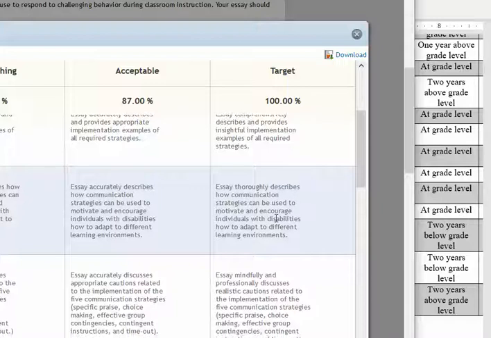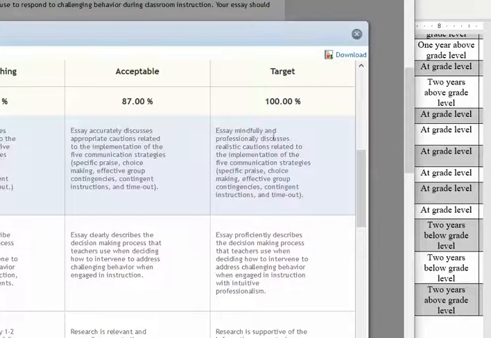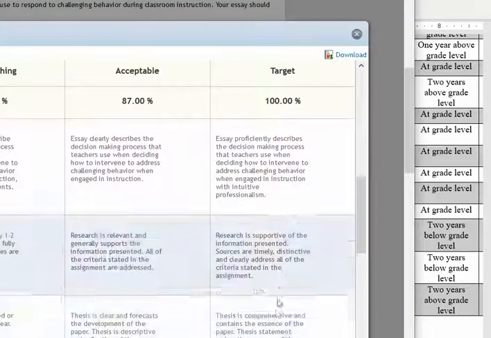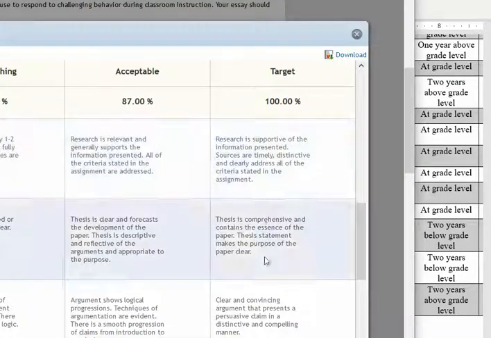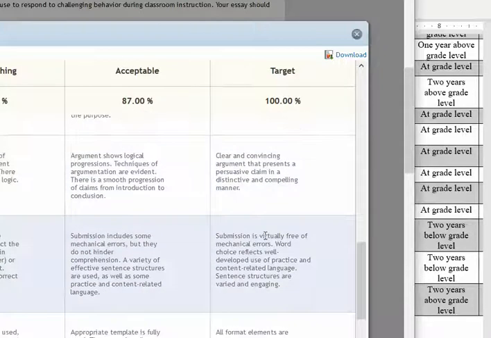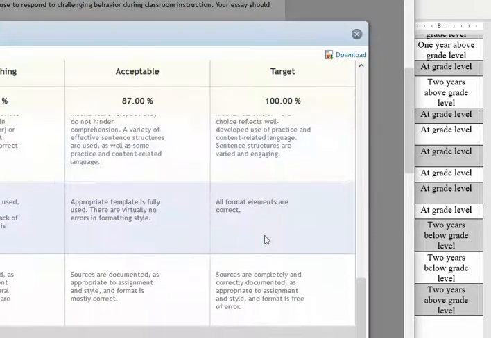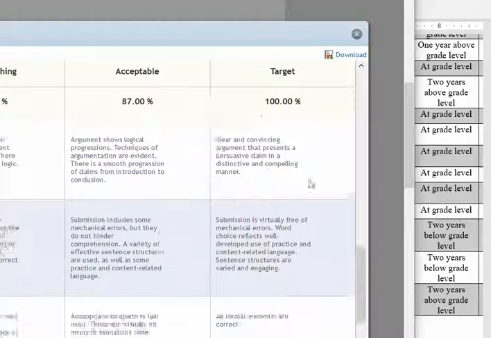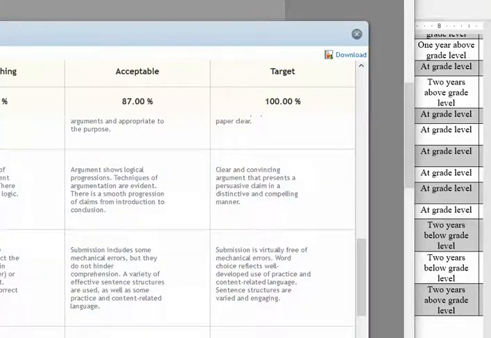Essay thoroughly describes how communication strategies can be used. Mindfully and professionally discusses realistic cautions. So you want to make sure you're looking at this. So you are going to have a thesis statement. So that's basically it. So that is what is required for the first assignment.